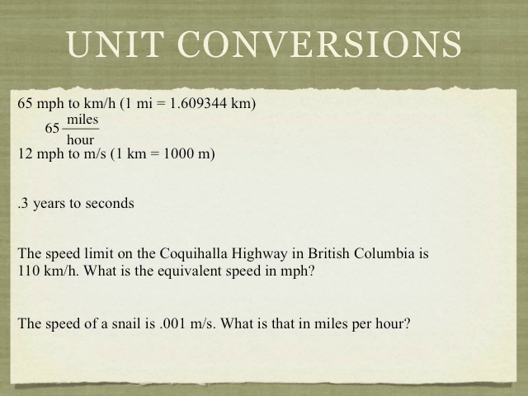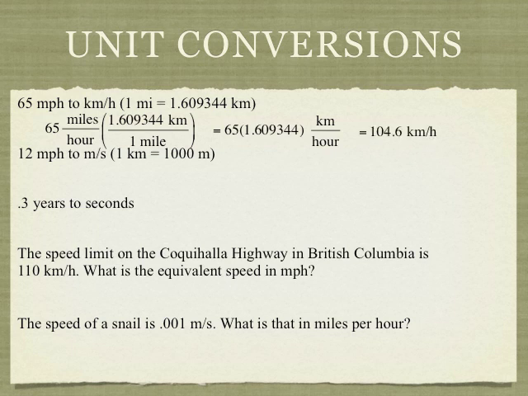I want to convert it to kilometers per hour, and I know that 1 mile is the same as 1.609344 kilometers. So I'm going to multiply by the kilometer over the mile. That's just multiplying by 1 because those two are equal. The reason I put the kilometers on top is I want my miles to cancel with my miles. So that would give me 65 times 1.609344. The miles cancel and I have kilometers, and I still have hours on the bottom, so I have kilometers per hour.